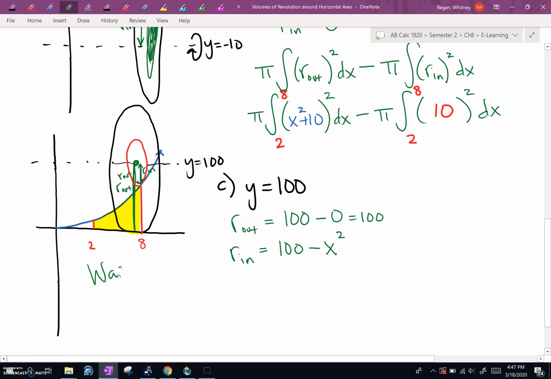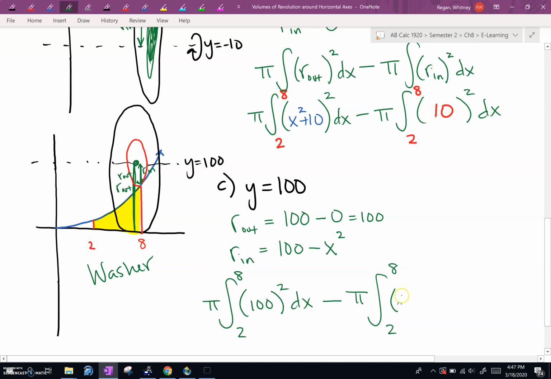So this is washer again. We have a hole, have to subtract it out. So pi 100 squared dx from 2 to 8, that's the whole entire thing, minus 100 minus x squared dx. So we have the whole region minus the little hole that we actually need to take out.